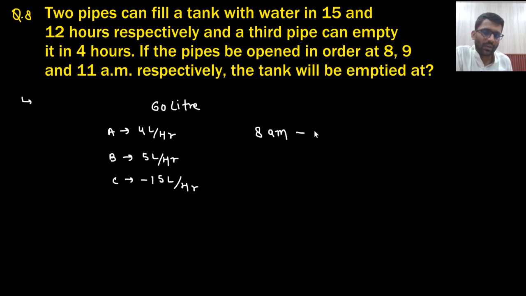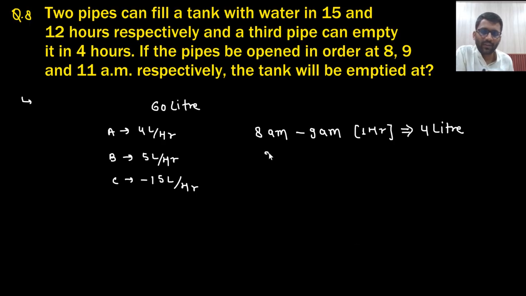The tank must be empty initially. So from 8 to 9 a.m., that means 1 hour, only pipe A was working, right? If the pipes are opened in order at 8, 9 and 11 a.m. respectively, then from 8 to 9 a.m. for 1 hour only pipe A was working. That means in the tank you would have 4 liters of water, right?